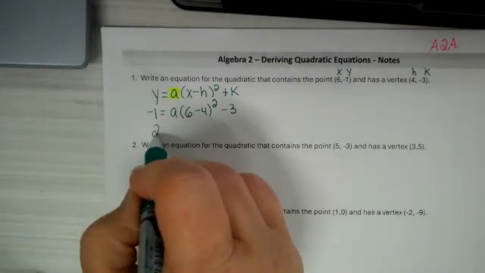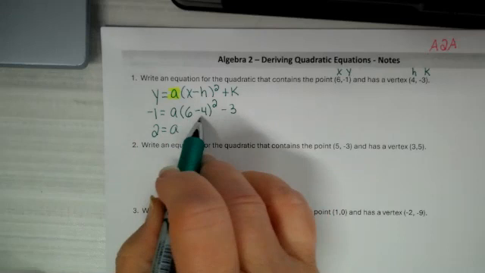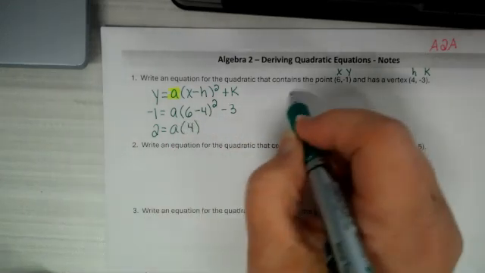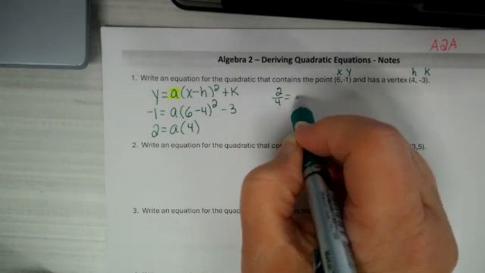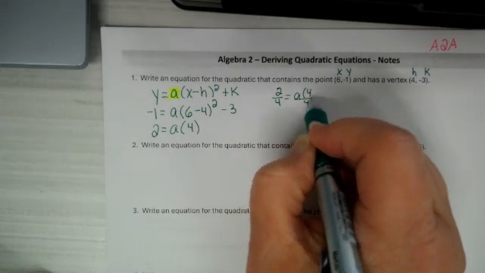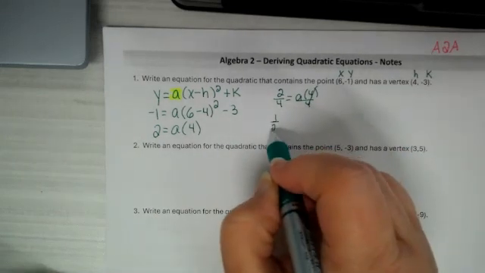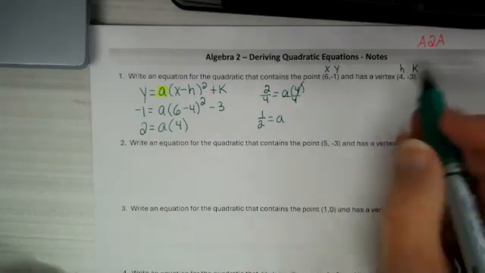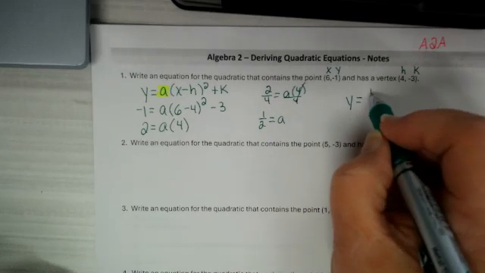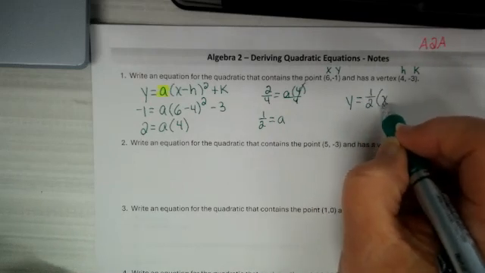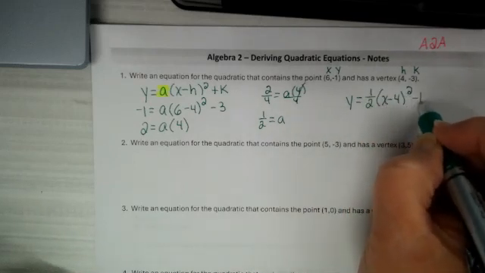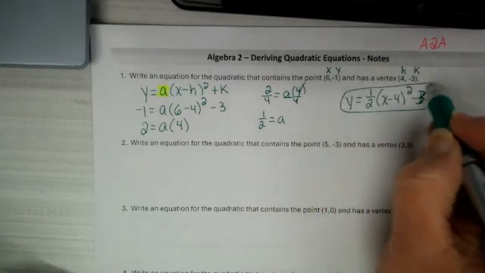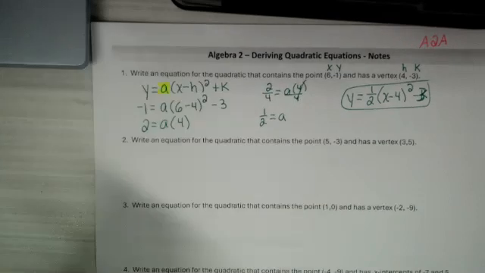Add 3 to both sides. And then 6 minus 4 is 2 squared. So when I divide both sides by 4, I get 1/2. a is 1/2. So I'm going to take that piece of information, plug it in for a and my vertex, and we have an equation: y equals 1/2 (x minus 4) squared minus 3, not k. We want the actual number there. And that's all you have to do.